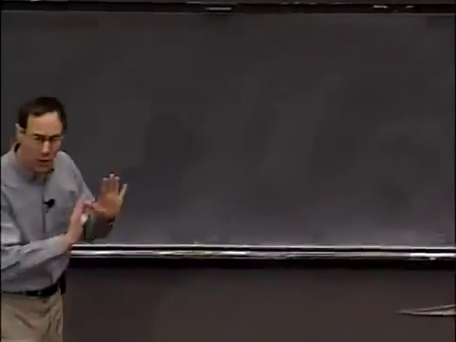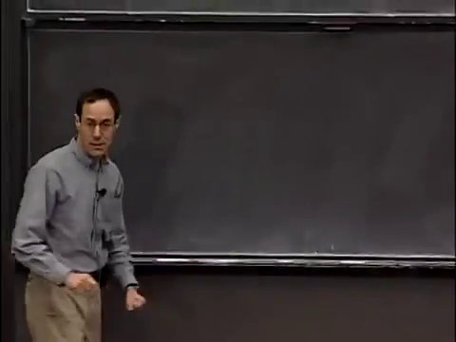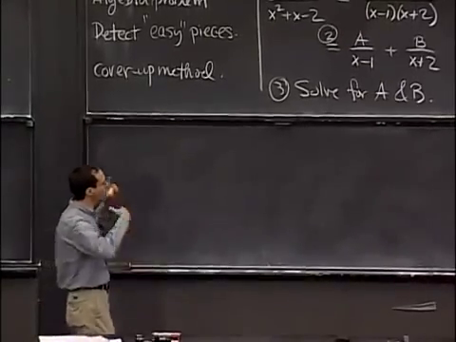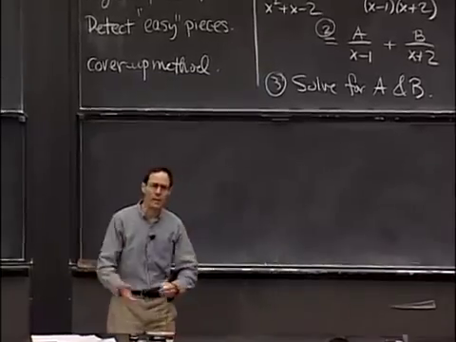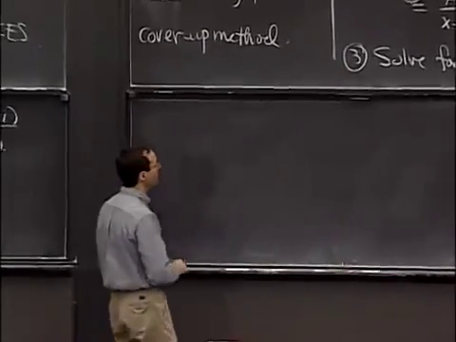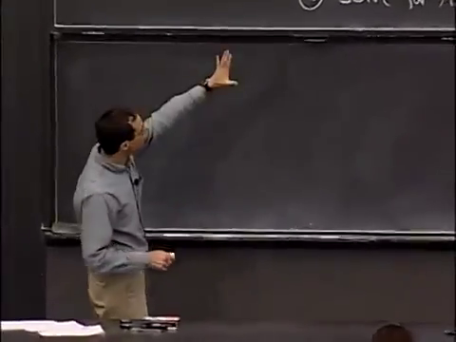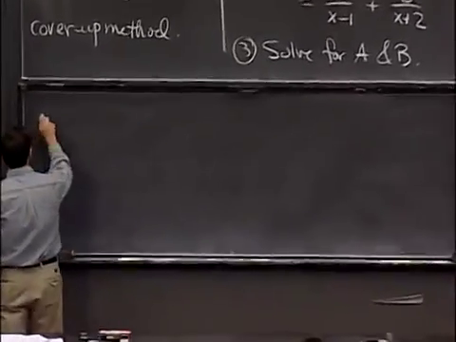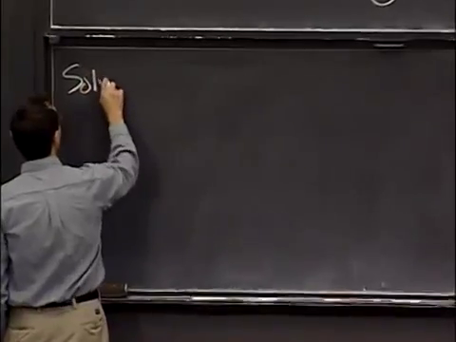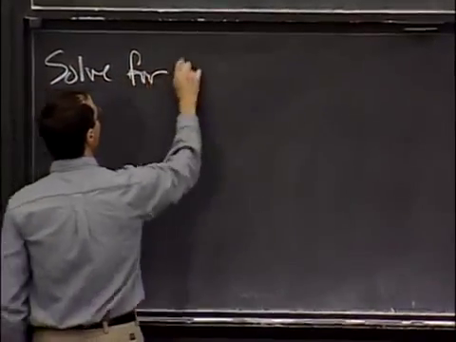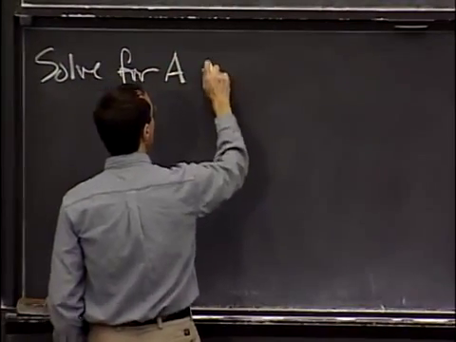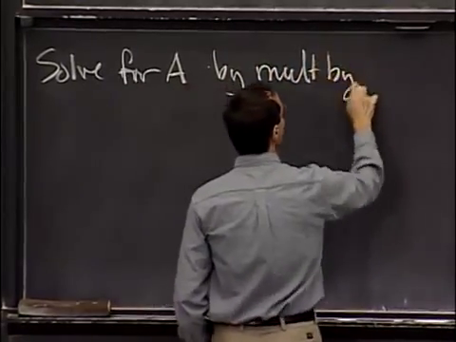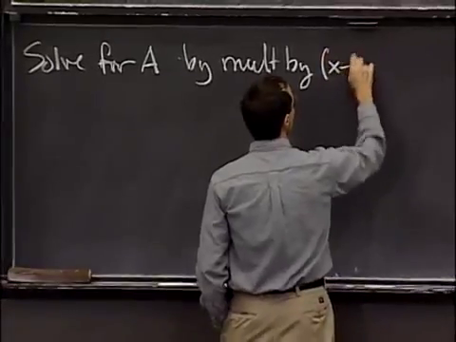And this is where the cover-up method comes in handy. This is the method that I'm about to describe. Now, you can do the algebra in a clumsy way, or you can do it in a quick way. And we'd like to get efficient about the algebra involved. So let me show you what the first step in the trick is. We're going to solve for A by multiplying by x minus 1.